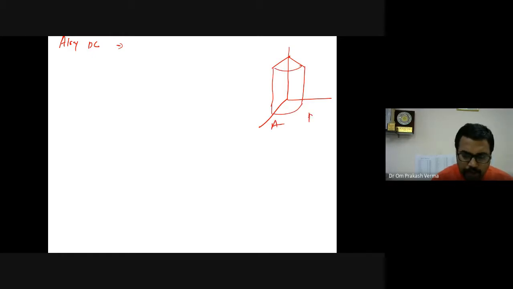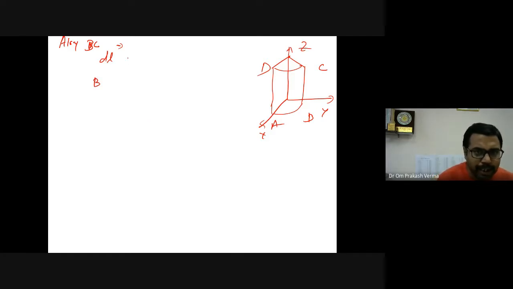This is A, B, C, D. Okay. So along BC, your dL is nothing but the z direction, that is your x, y, z, right? So along BC, dL is equal to nothing but dz. So you can calculate the BC. Okay, BC. Kya change ho raha hai isme? Keval Z change ho raha hai, Z axis. Right. So simply you can integrate with respect to dL.